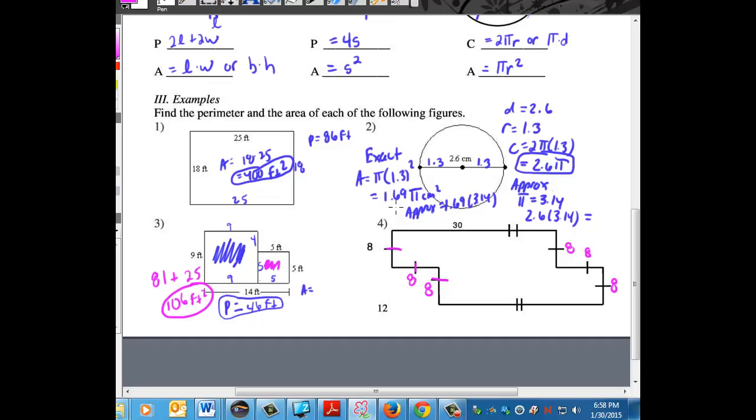Also, please notice we have a 30 here and then 2 marks. So these 2 marks will also be the same. So let's put 30 down for this length. Alright, first, let's find perimeter and we'll worry about area.